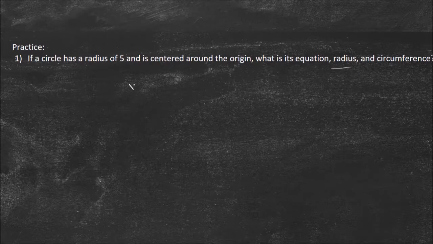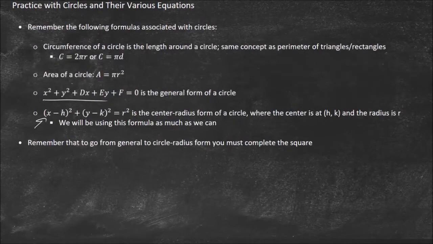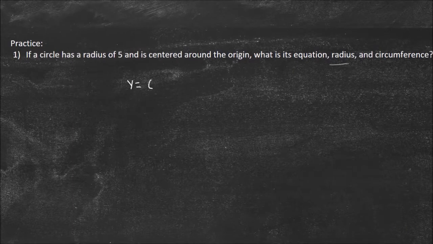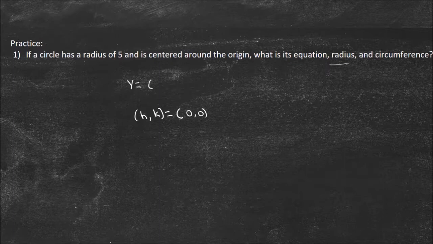So we probably want to use the center radius form of a circle, kind of the easier one. So I do x minus h squared. So let's think about what (h, k) is. We know (h, k) is the center, and in this case we know the center is the origin, so it's just (0, 0). And now we can go straight into that, and we know r equals 5. So we have everything we need. Pretty simple problem here to get the equation of the circle.